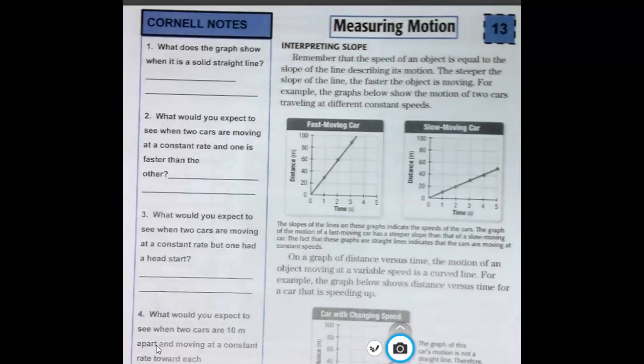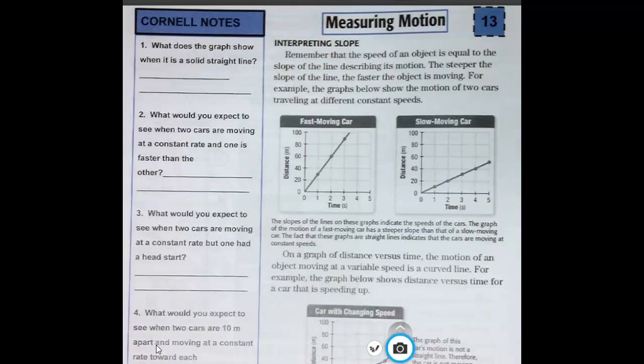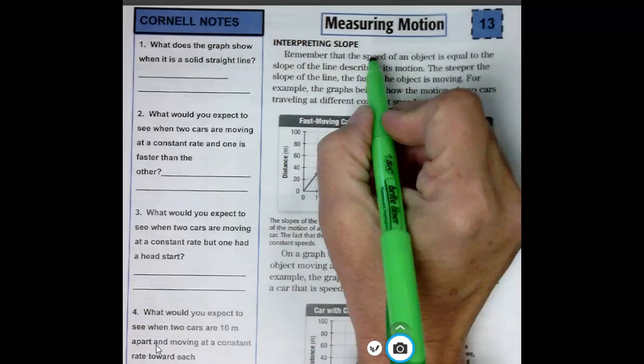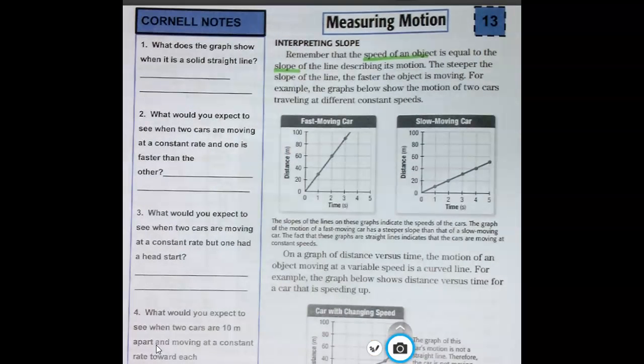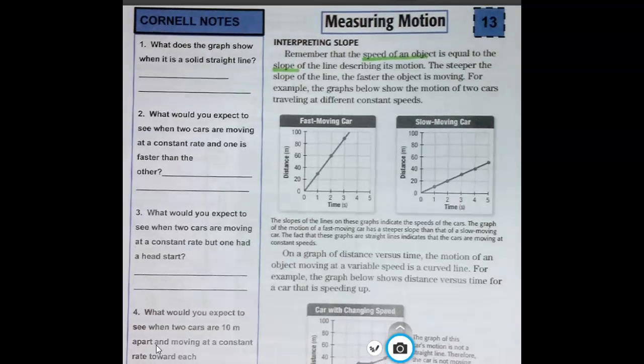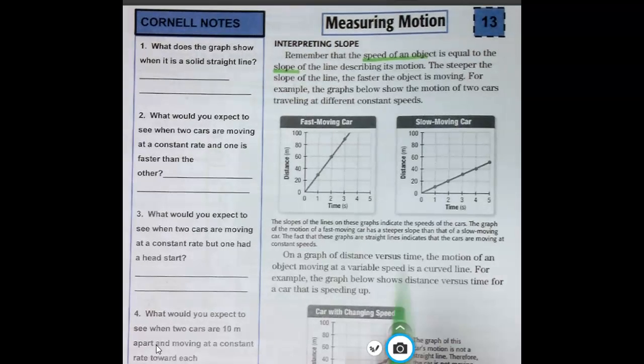So let's just go back up here and get started. So the first one says that remember that the speed of the object is equal to the slope. So the speed is equal to the slope. The steeper, the faster. We just wrote that on our last video, according to where you're at watching these. For example, the graph below shows two cars that are traveling at two different constant speeds.